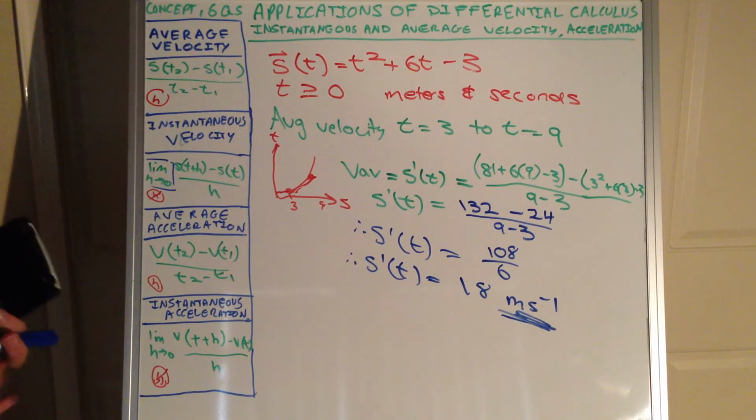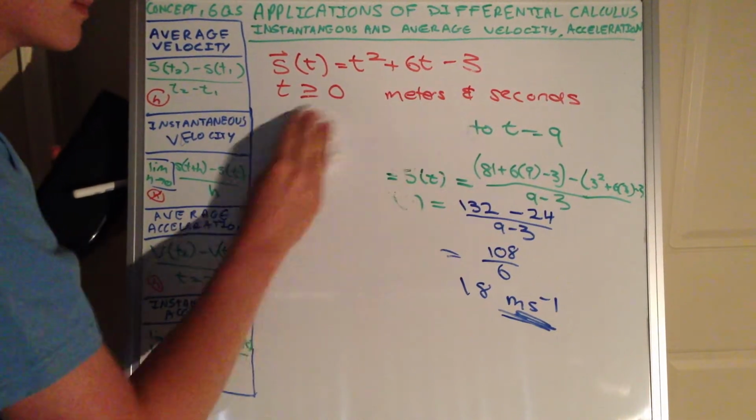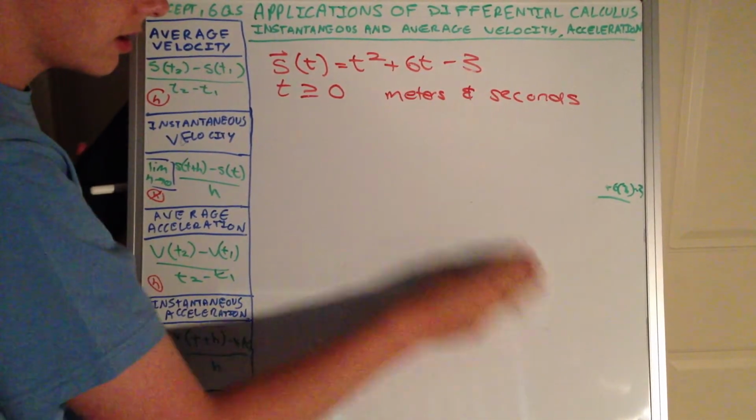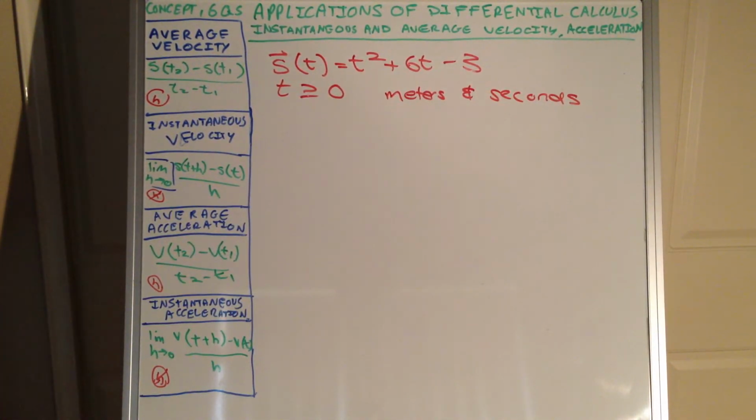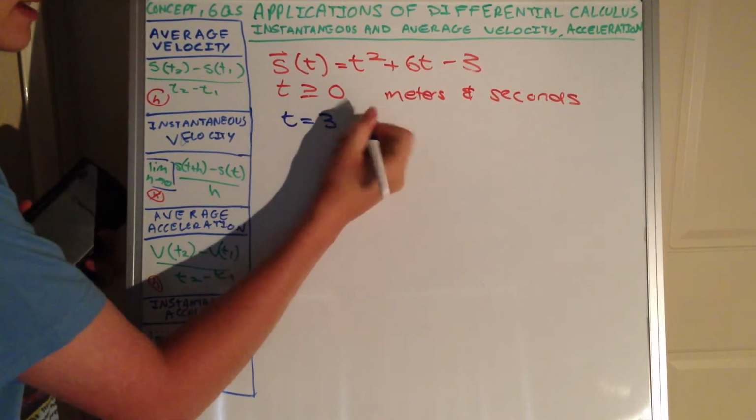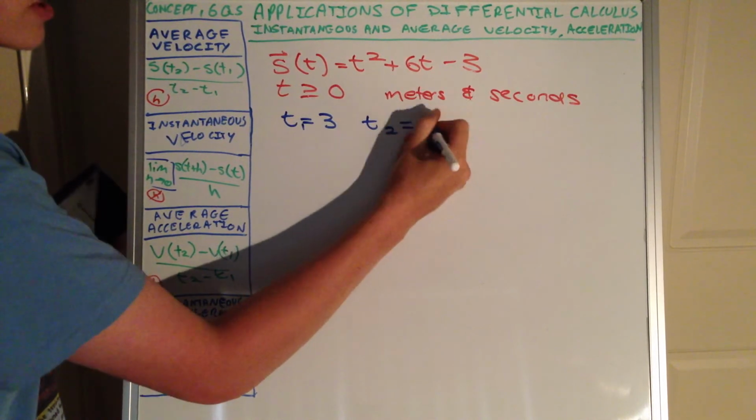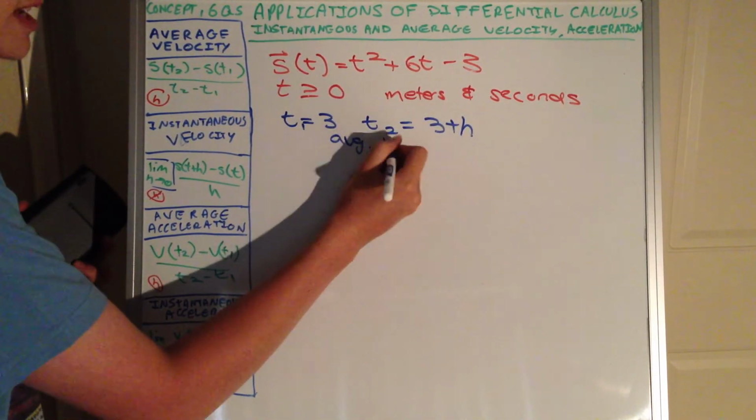So this is question 3. And I'll just erase that. Okay, and question 3 states t is equal to 3 and another t, so we have t1 and t2, is equal to 3 plus h, and we need to find the average velocity.